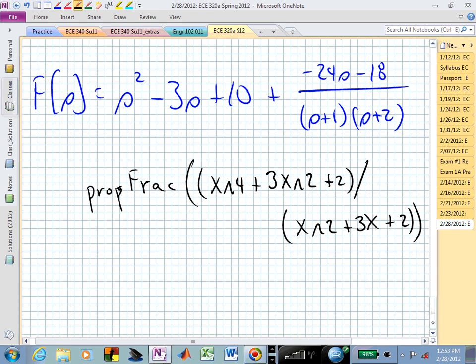All right, so now that we have that, what we want to do is actually inverse Laplace transform capital F of s.